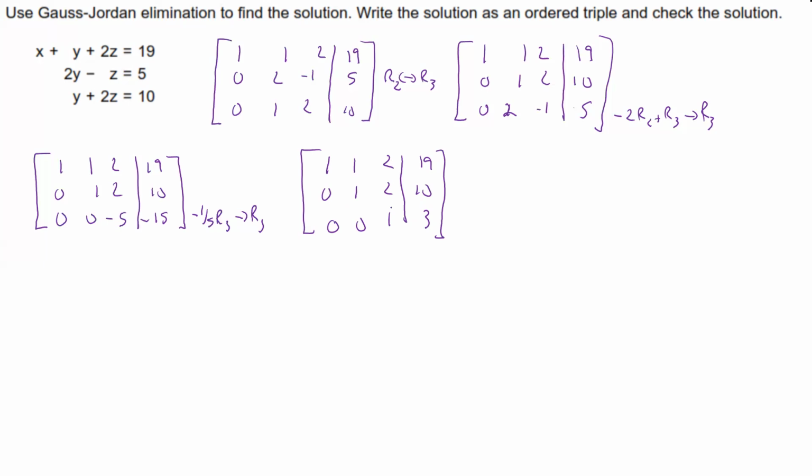Now I need to make those equal to 0. So I'm going to take -2 row 3 plus row 2, and that's my new row 2. And I'm going to take -2 row 3 plus row 1, and that's my new row 1. So I'm doing two things at once here. You can do as many as you want as long as you can keep track of what you're doing. Most of the time I've been doing one at a time, but now I'm going to show you that you can do two at a time.